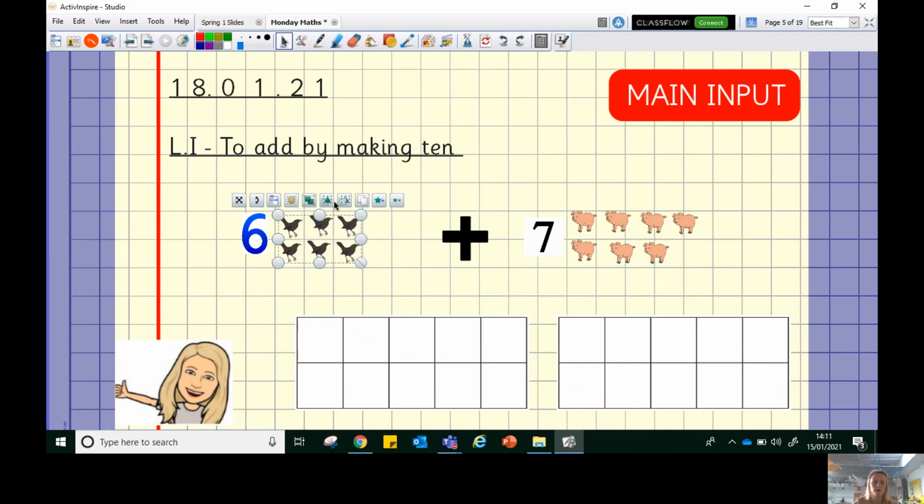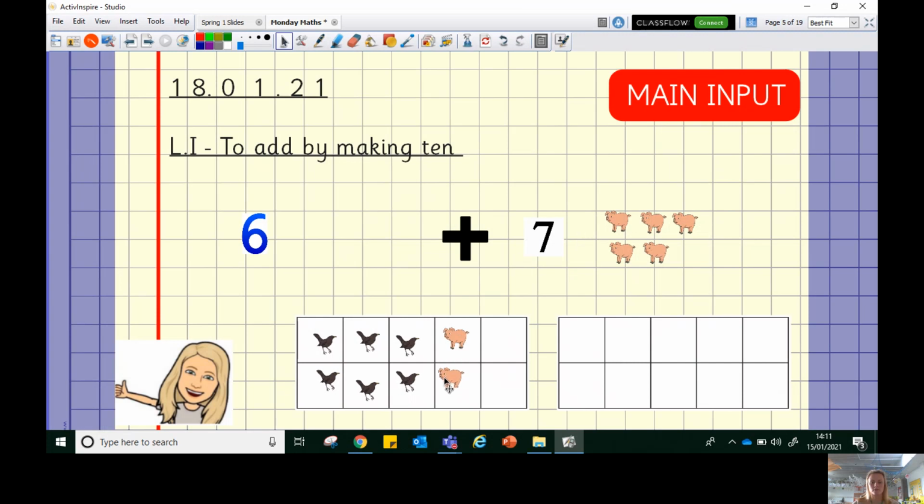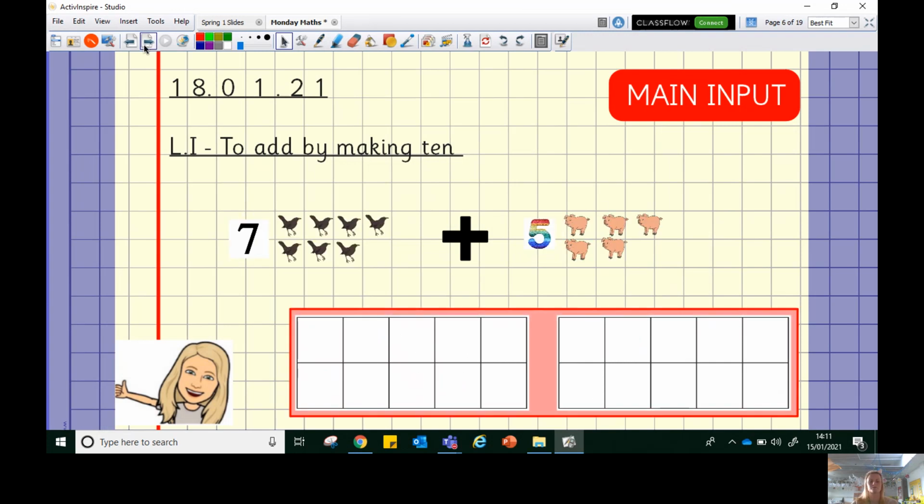Okay, I need to bring them forward again. I'll move these 6 again all the way in. Then I can move them across. Okay, so I've got 1, 2, 3, 4, 5, 6, 7, 8, 9, oops, 10, 11, 12, 13. Okay, that's right, because I filled my tens frame in first. So I know that that's 10, 11, 12, 13, and I can count on like we did last week.